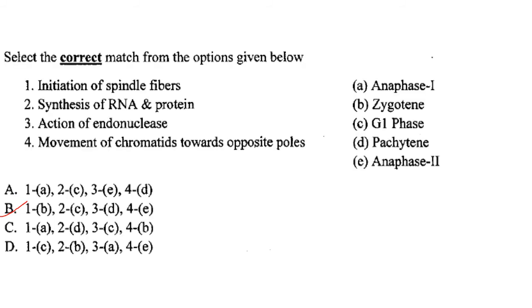Then select the correct match from the options given below. Initiation of spindle fibers, that is zygotene. Answer is option 1B. Then synthesis of RNA and protein, G1 phase, 2C. Then action of endonuclease, that is packaging, 3D. And movement of chromatids towards opposite poles, 4E, that is anaphase 2.